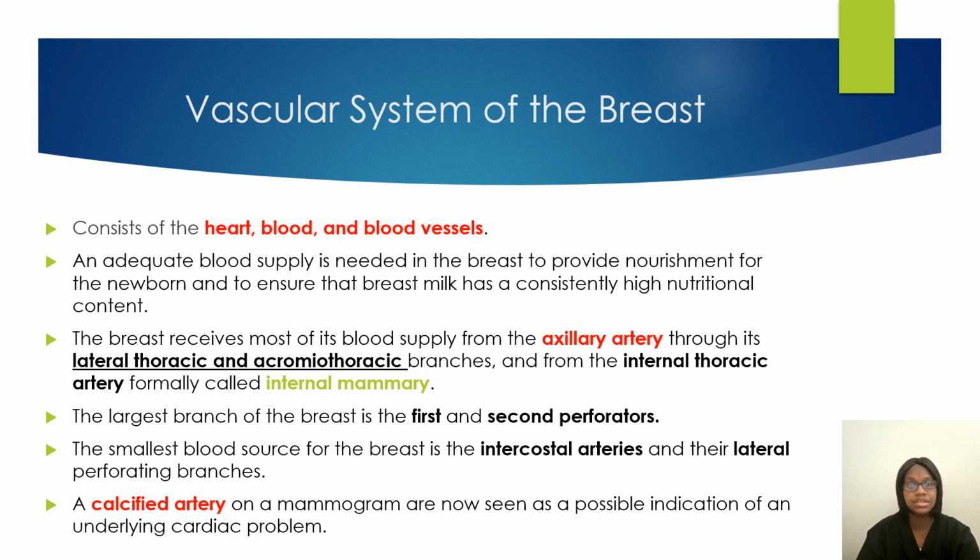You have a lot of vascular system in the breast. You have your heart, blood, and blood vessels. You also have your axillary artery, your calcified artery. There are times on the mammogram image that you will see a calcified artery. So whenever you are looking at the breast, you will see an artery. And if you see anything white in it, like round white dots or areas on the actual mammogram image, especially in a line, that can be an indication of an underlying cardiac problem or a calcified artery in the breast tissue.